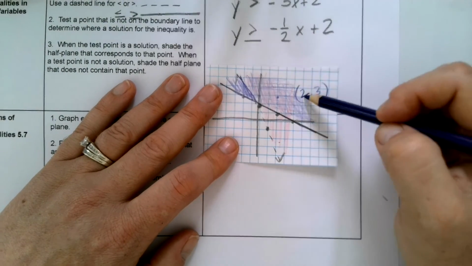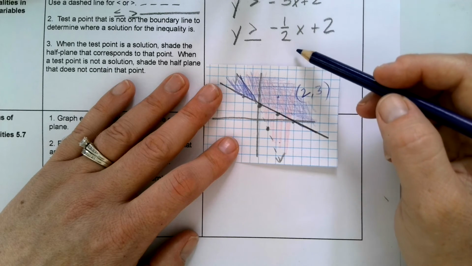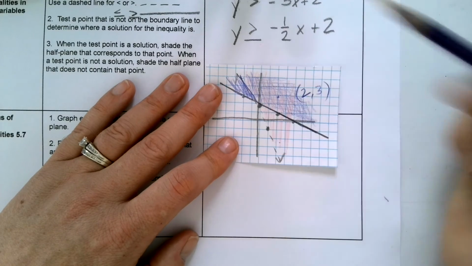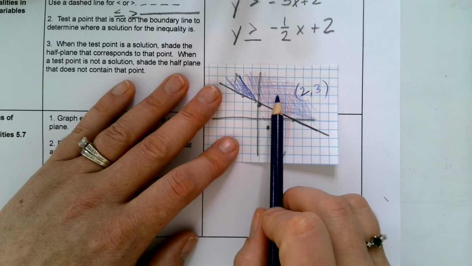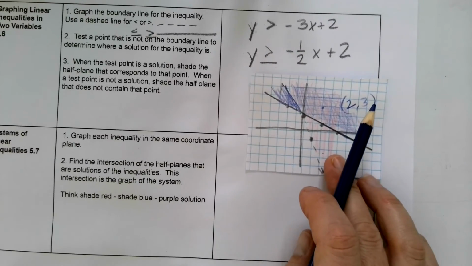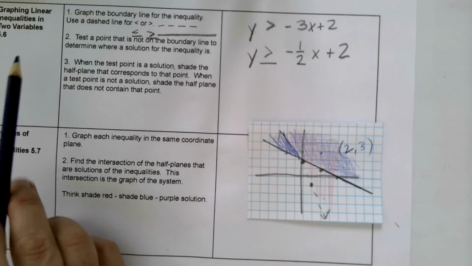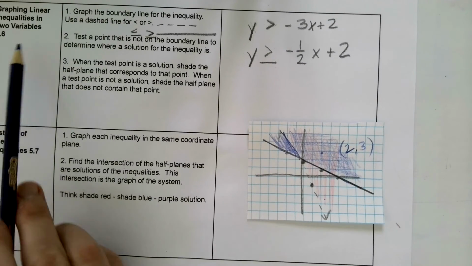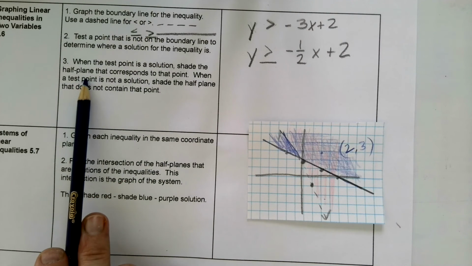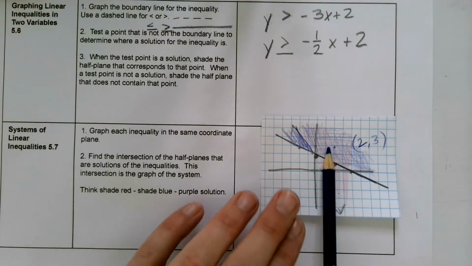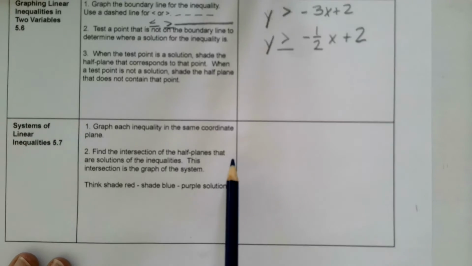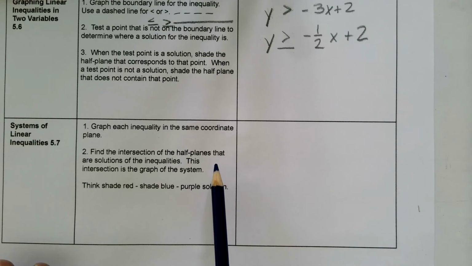So 2 times a negative 1/2 would just give us a negative 1, plus 2 is going to be 1. Is 1 less than or equal to 3? Yes, it is. So we know that that spot is a solution that satisfies both equations. Yeehaw! Isn't this getting fun? So we have solved linear inequalities in two variables by graphing the boundary line, testing a point to know where to shade, graphing the next line, testing a point that is in the region shaded by both of those.